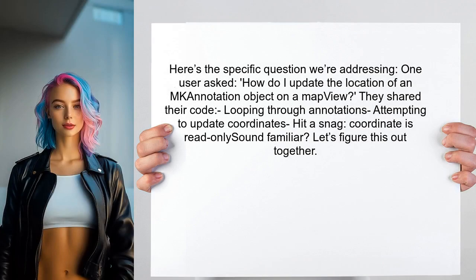Here's the specific question we're addressing. One user asked, how do I update the location of an MKAnnotation object on a map view? They shared their code, which attempts to loop through all annotations and update their coordinates. But they hit a snag because the coordinate property is read only. Sound familiar? Let's figure this out together.